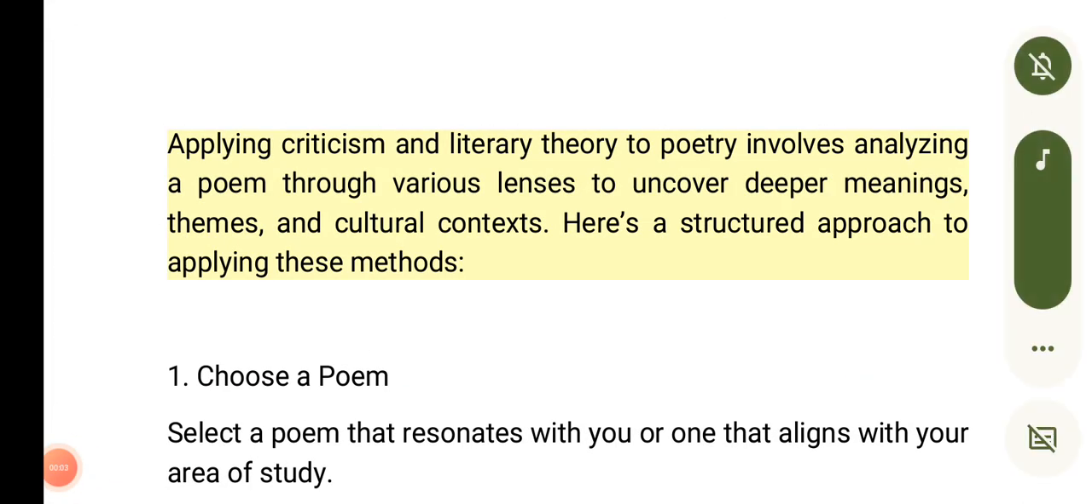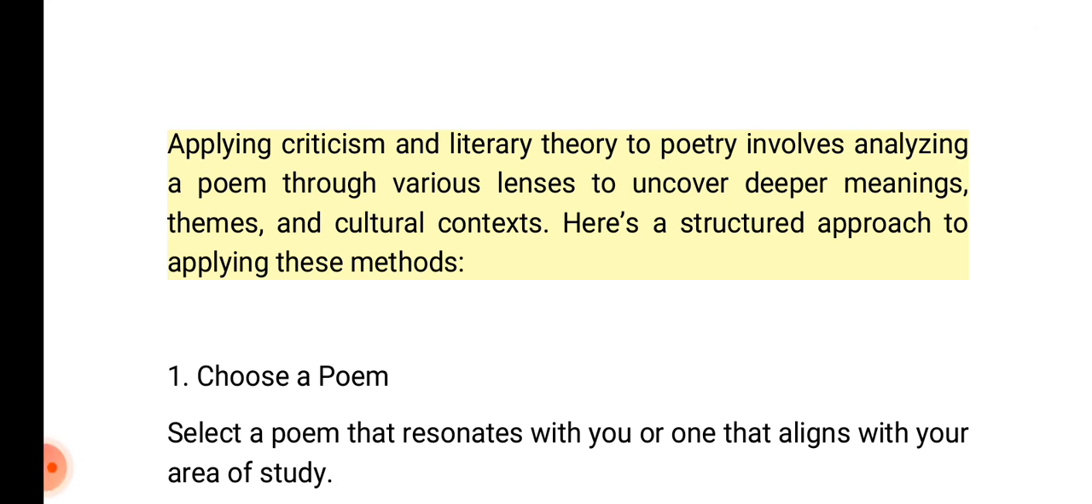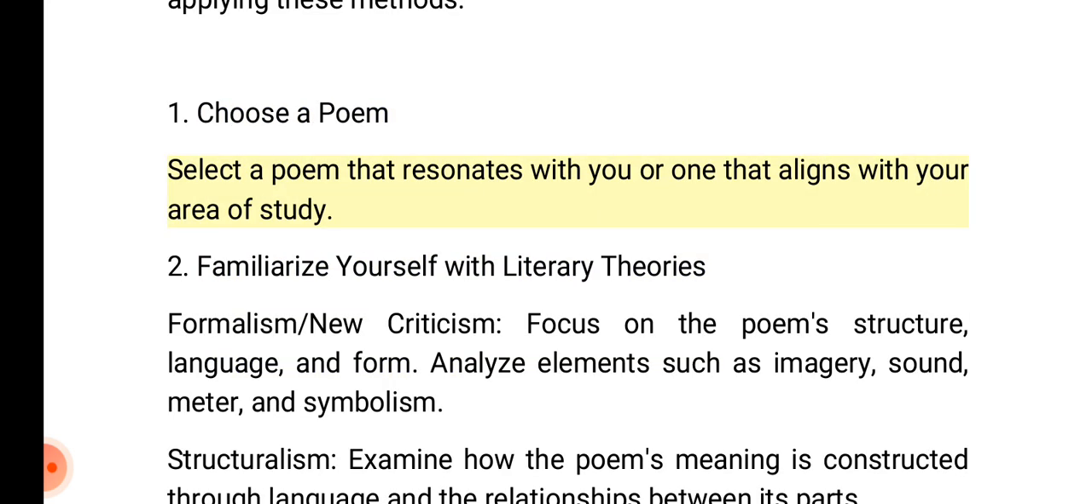Applying criticism and literary theory to poetry involves analyzing a poem through various lenses to uncover deeper meanings, themes, and cultural contexts. Here's a structured approach to applying these methods. 1. Choose a poem. Select a poem that resonates with you or one that aligns with your area of study.